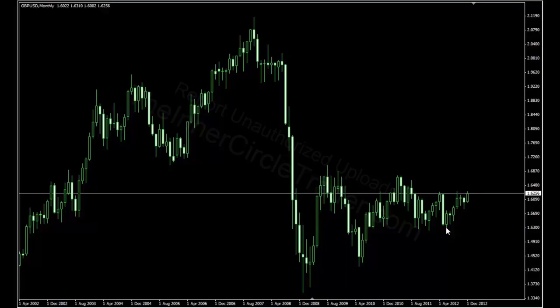Now, what I want to draw your attention to is that if you go to the left side of your chart here just a little bit, see all these lows in here? And see the lows over here? Now look at the bodies of the candles here.